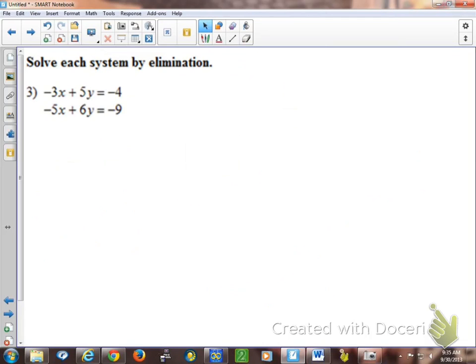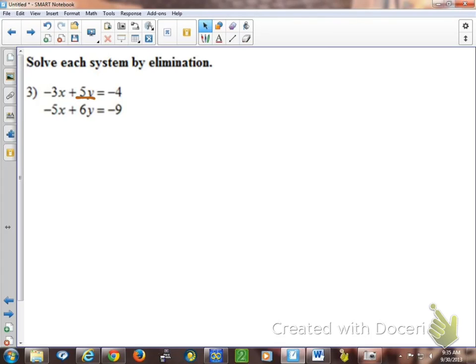Number 3. Solve with elimination. Elimination is the one where you multiply both rows. Now, Daniel, would you rather get rid of x or y? I don't care. Pick one. Let's get rid of y. Well, he chose y, so we're going to go with y.